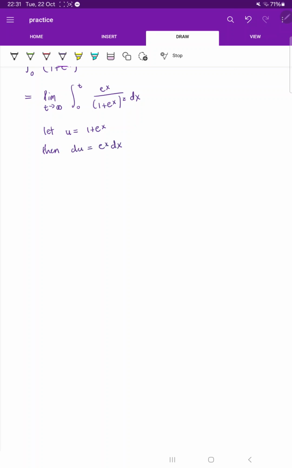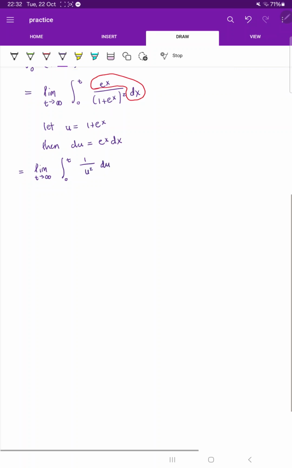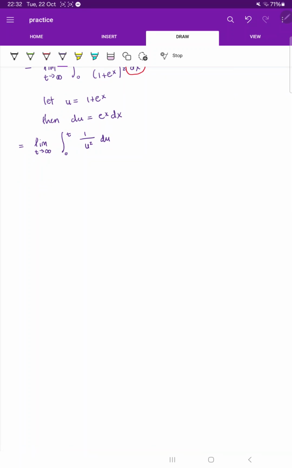Now, instead of solving for dx, we'd see that we have the same thing here. Well, without the squared, we have the same thing here. So we could just sub in du. So that will give us the limit as t goes to infinity, 0 to t. And I'm going to write it like this. So I'm going to have 1 over, we said 1 plus e to the x is u, so u squared, and then du. Okay, so far so good.